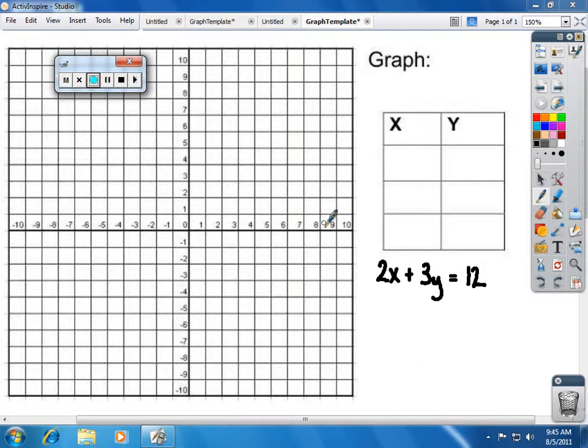Alright, today in section 3.1 we're going to talk about how to graph the equation of a line using the equation 2x plus 3y equals 12. We need to find 3 points in order to graph this line accurately.